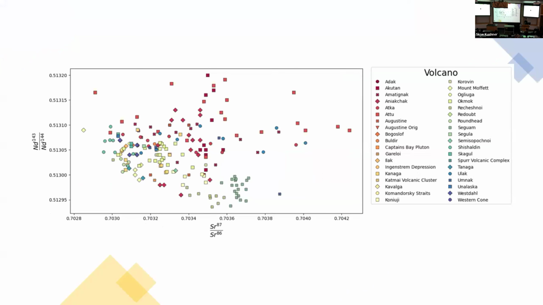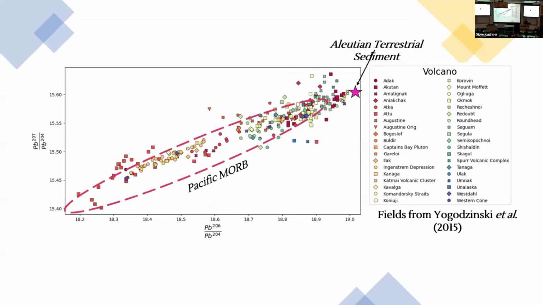Another one is neodymium over strontium, and you can see there's quite a bit of variation. I don't really have any interpretation at this point. I'm just showing off some data. And now we have 207Pb/204Pb over 206Pb/204Pb with some fields from Yogodinsky et al. I plotted his mantle field and also an Aleutian terrestrial sediment, and you can see that it plots quite cleanly there.